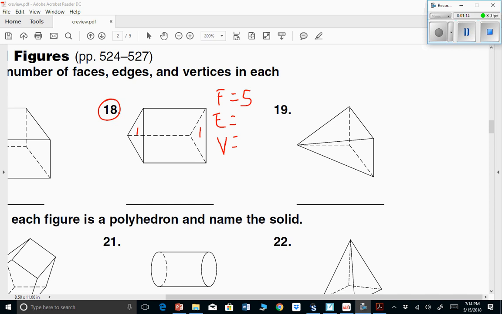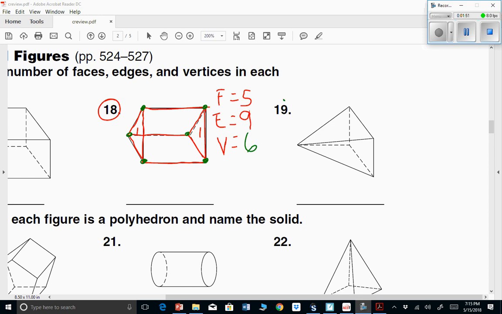The next question is edges. Remember, edges are the lines, including the dashed lines. It's where two faces come together. So I like to go around the base. We've got 3 there. And then this other base, we've got 3 more. That makes 6. And then we've got 3 joining the bases. That makes 9 edges. And then the sharp corners, those are the vertices. 1, 2, 3, 4, 5, 6.